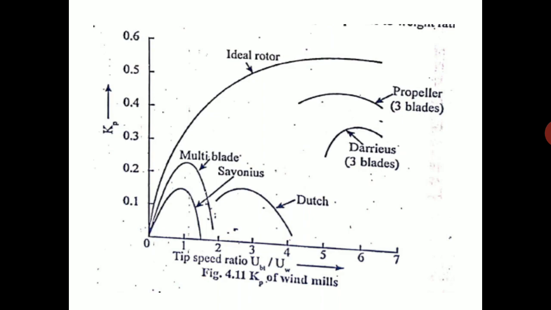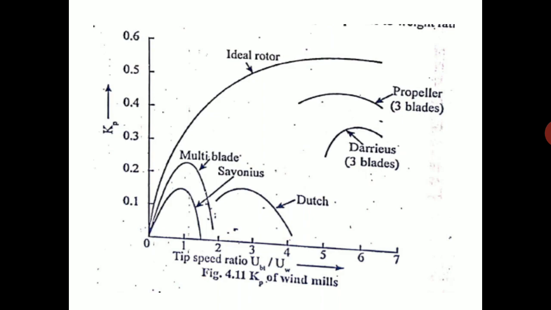But you can see the 7S and Dutch have a coefficient of performance of less than 0.2, meaning only 20% efficient. If the wind has an energy of 100%, the power which the 7S or multi-blade or Dutch type turbine can develop is only 20 to 25%. Whereas the horizontal axis wind turbines, the propeller ones with 3 blades, have almost 40 to 45% efficiency. You can see from the graph, and that is why they are very popular.